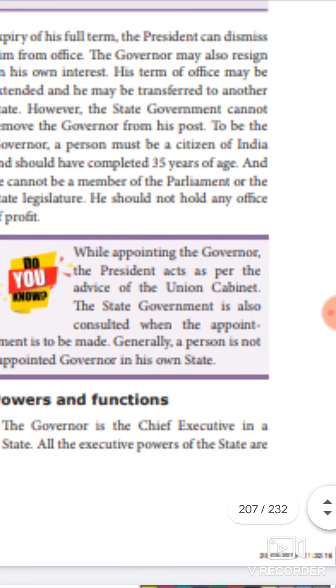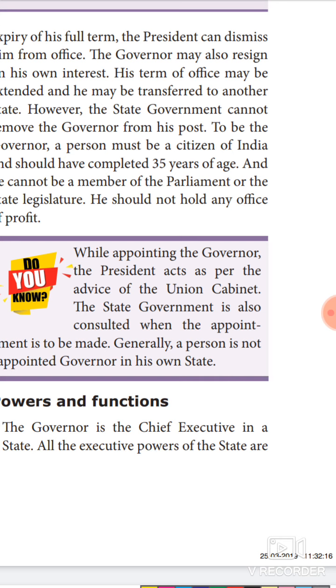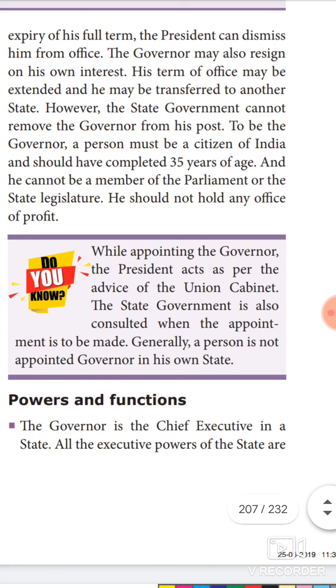Now, while appointing the governor, the president acts as per the advice of the union cabinet. The state government is also consulted when the appointment is to be made. Generally, a person is not appointed governor in his own state. Now we will see about the powers and functions of the governor. The governor is the chief executive in a state.